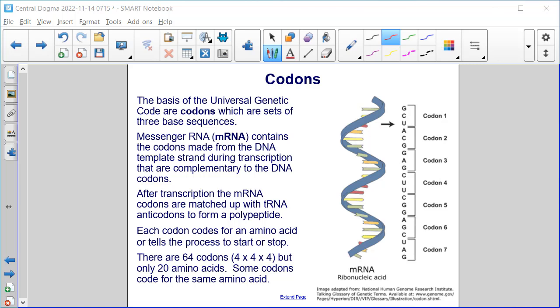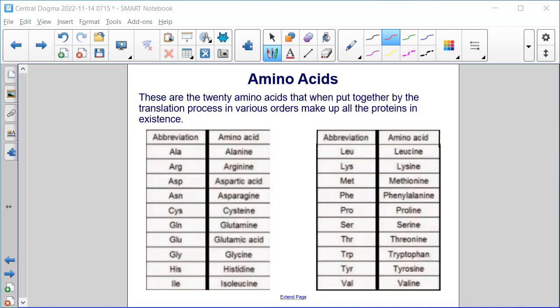There are 64 codons, but only 20 amino acids. Some codons code for the same amino acid. These are the 20 amino acids that, when put together by the translation process in various orders, make up all the proteins in existence.